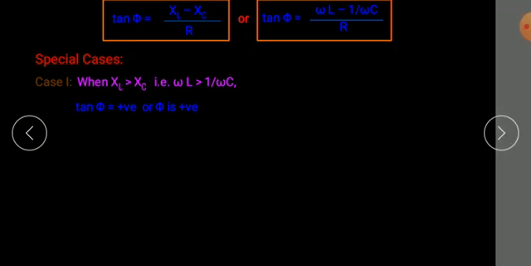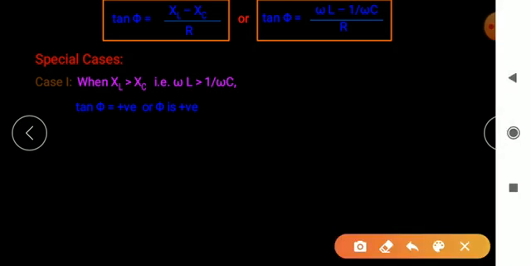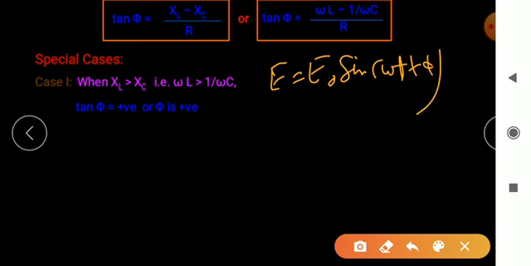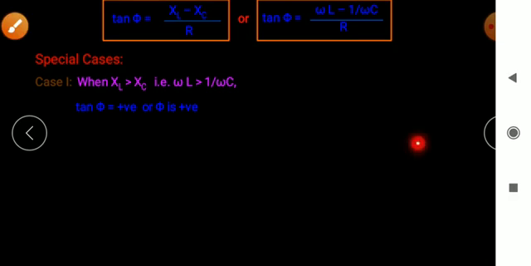So from this we have, in a circuit containing resistance, inductance and capacitance, the voltage leads the current by an angle of phi. So the alternating EMF in an RLC circuit is represented by E equals E0 sin(omega t plus phi). So we have three cases.